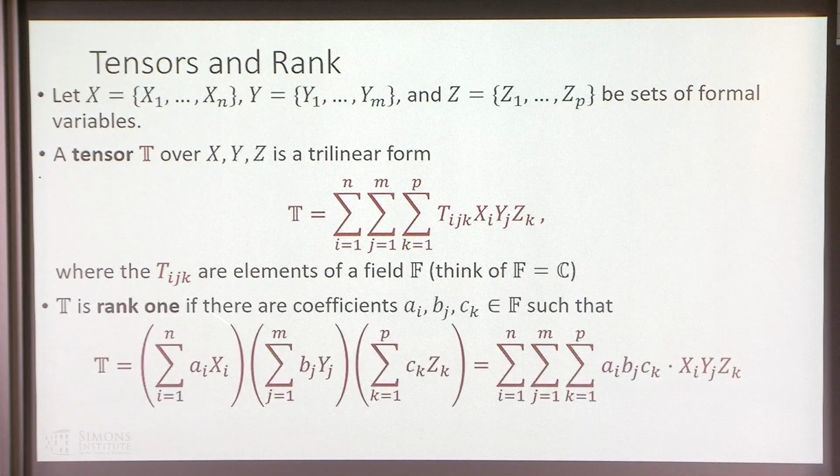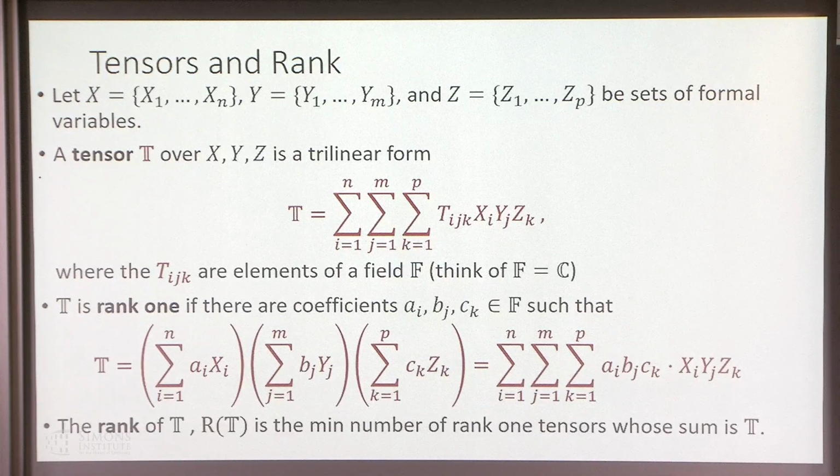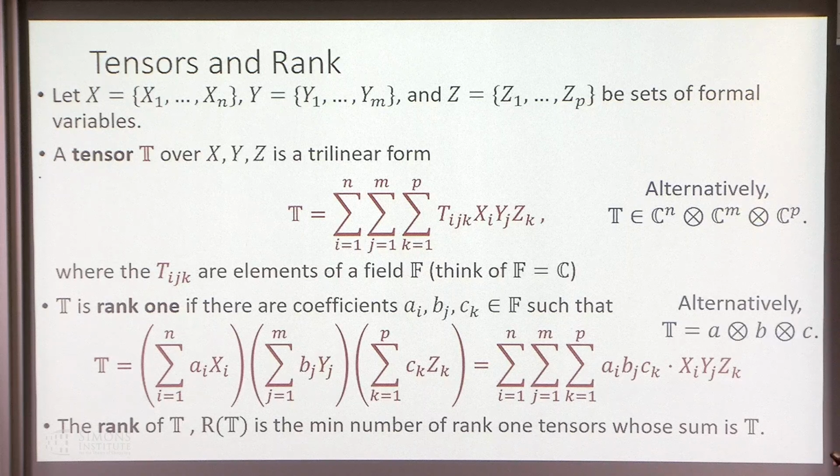Now that we have this, we can define a rank 1 tensor as a product of linear combinations of the x variables, y variables, and z variables. So this is a rank 1 tensor. And now, just like with matrices, the rank of a tensor is the minimum number of rank 1 tensors whose sum equals the tensor. If you're not comfortable with trilinear forms, you can think of the usual definition of a tensor as belonging to C^n tensor C^m tensor C^p, or alternatively for the rank 1 tensors, they're just A tensor B tensor C.